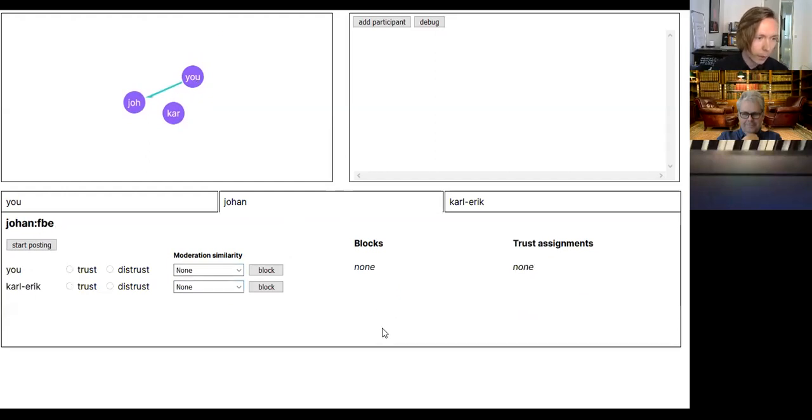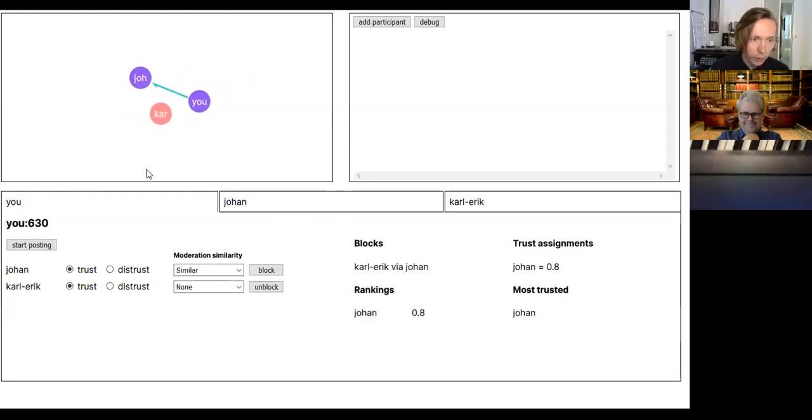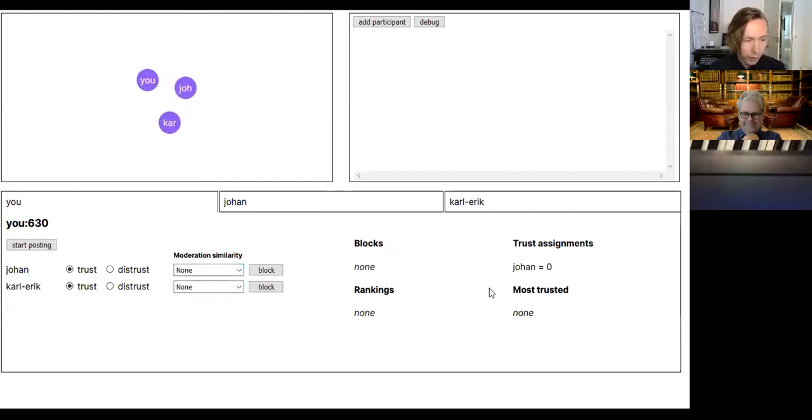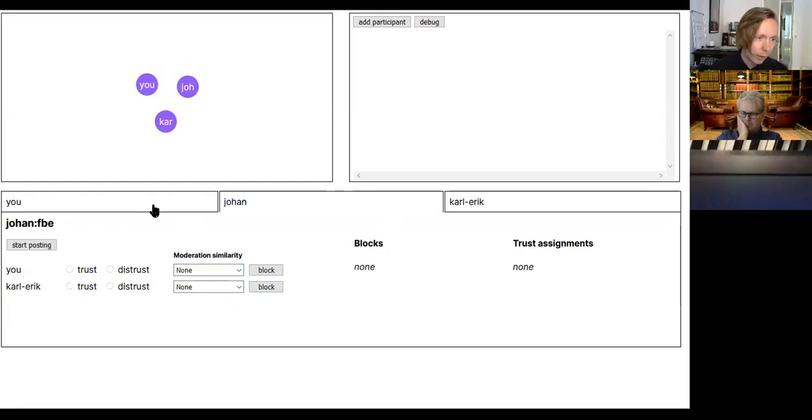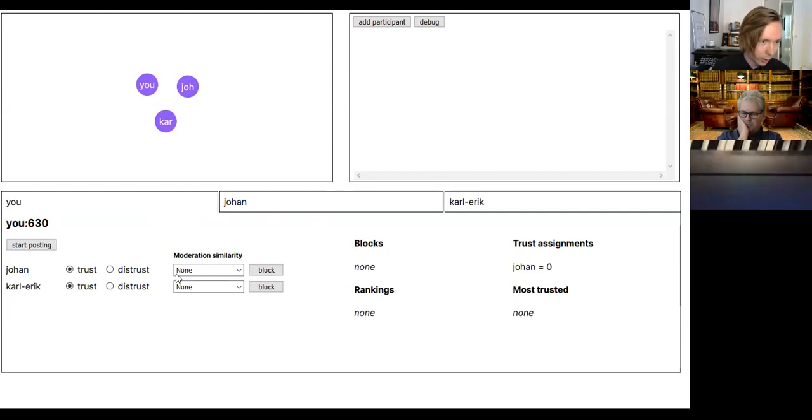and we can see it's reflected here as well. So let's say that Johan and Karl-Erik have a fight, Karl-Erik forgets the fika, and Johan's like, okay, Karl-Erik, you're blocked. So we can see Karl-Erik is blocked here via himself, but also interestingly, I get the block via Johan. Now, if I'm like, nah, I don't really trust Johan anymore, he's abusing his powers, then the block is removed from me. But of course, it turns out that the fika was there all along.